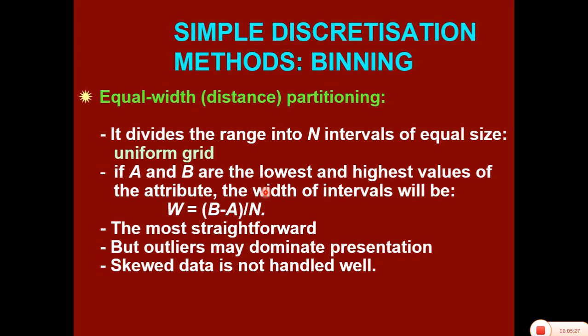Now let's see the equal width partitioning. The algorithm divides the range into N intervals of equal size, a uniform grid. If A and B are the lowest and the highest values of the attribute, the width of the interval will be W equal to (B minus A) divided by N, where N is the number of intervals, W is the actual width of the interval, B is the highest value and A is the lowest value. It's quite a straightforward technique, but outliers may dominate the presentation and skewed data is not handled well in this kind of partitioning.